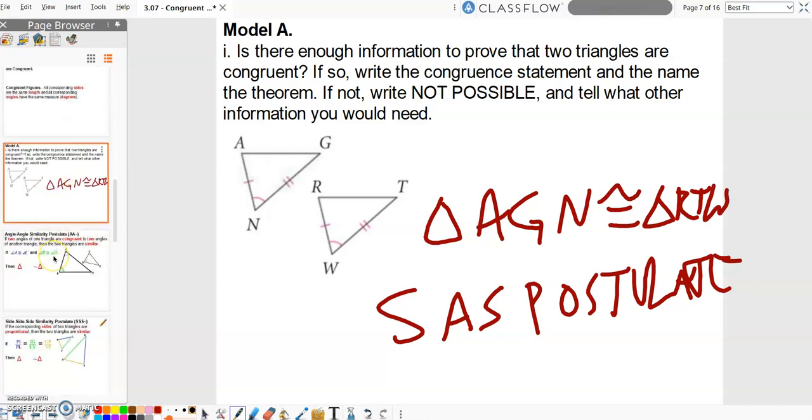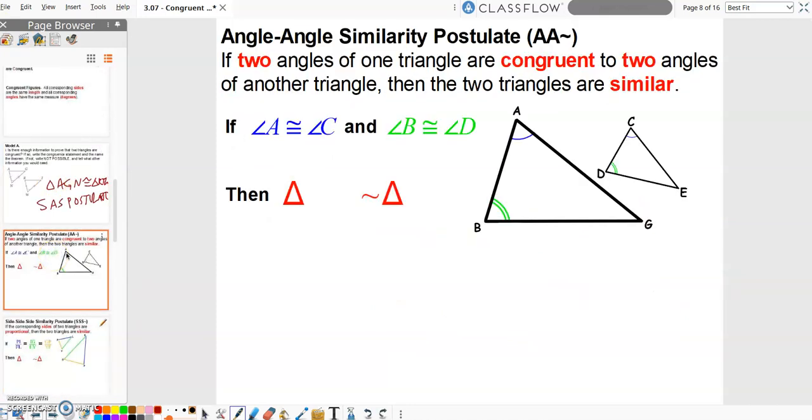Okay, let's continue. Model A. Oh, we just have some more. So this is for similarity. So now if we have two angles of one triangle that are congruent to two angles of another, the triangles are similar. So remember when we talked about two angles, if we have a side, like let's say this side, then it'd be side, angle, side, and we know they're congruent. But if one side is different than the other, we know that they are just similar, okay? So, and you see the little sign here, this is how you write similar. This is the congruent sign, and this is a similar sign.